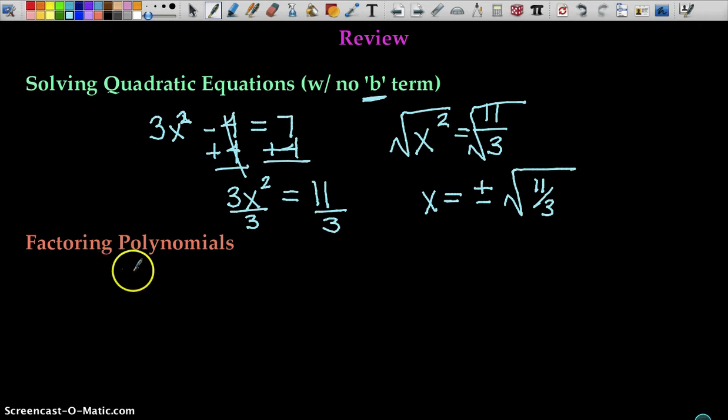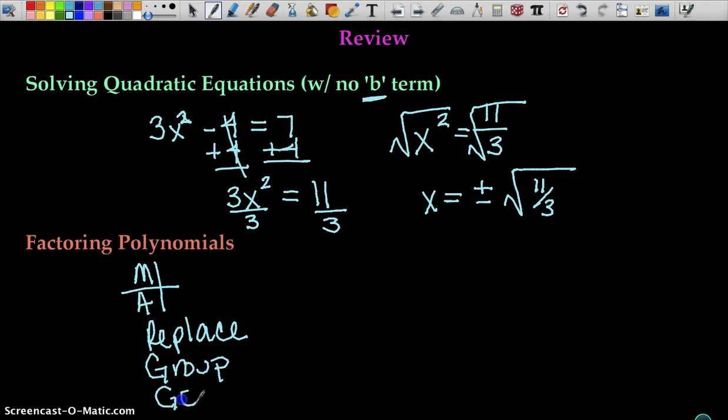Factoring. Remember when you do your table, okay, so the table and then replace the middle term, group, GCF, and then regroup. Okay, so remember all that. I am going to do an example problem with you, but if you need a more intense review, then you need to go back and watch those videos. Okay?